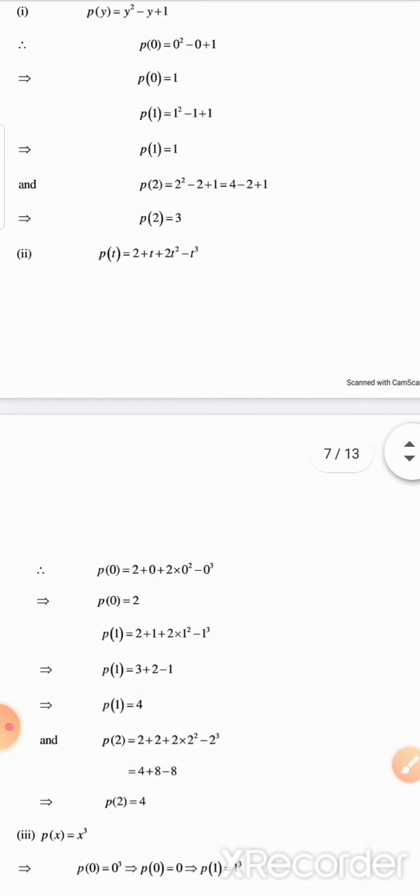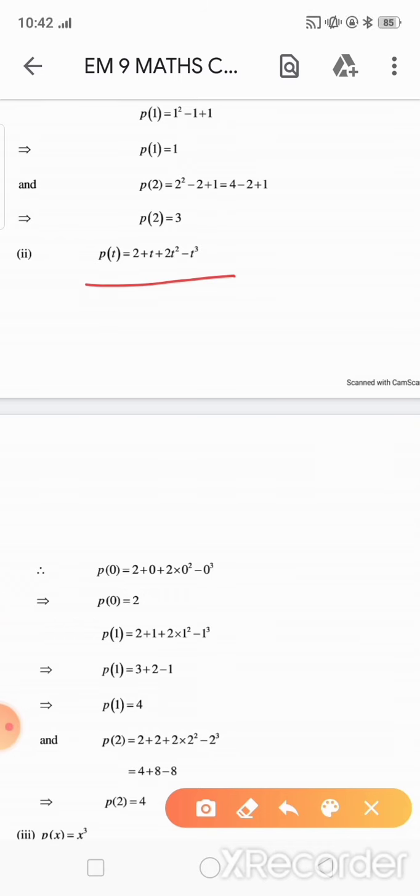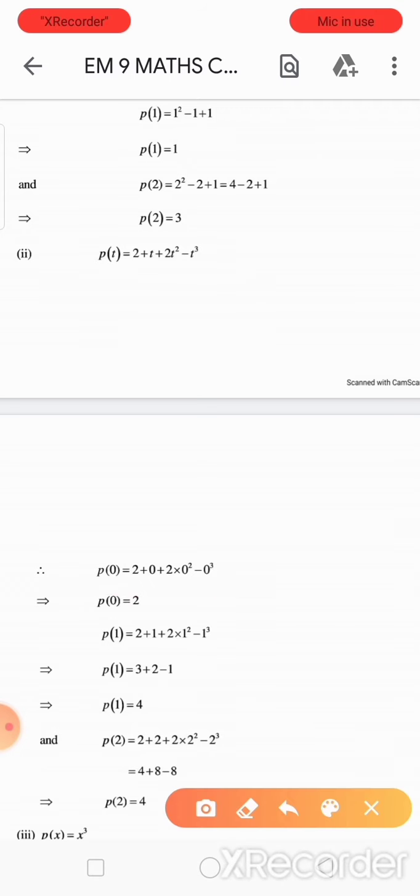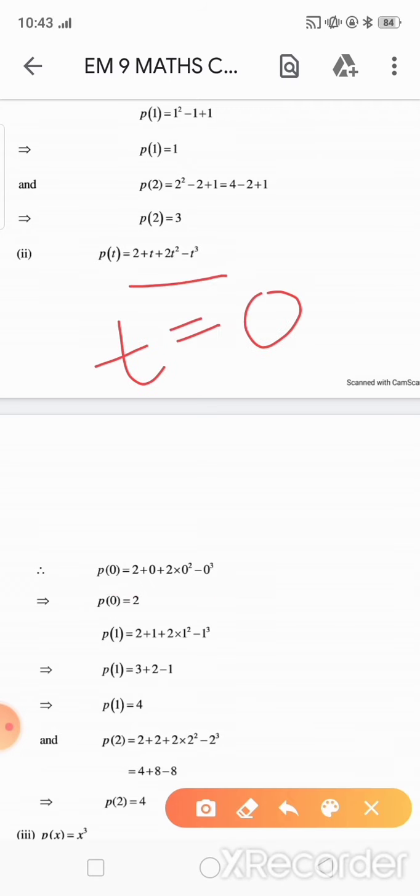Next polynomial. Polynomial p of t is given by p of t is equal to 2 plus t plus 2t square minus t cube. First we have to find p of 0, substituting, we get p of 0 is equal to 2 plus 0 plus 2 into 0 square minus 0 cube. Here we have used t equal to 0 because our variable of polynomial is t. Sorry, we do not use y. Here variable is t. Substituting the value of t as 0 in our polynomial and simplifying this step, we get p of 0 is equal to 2.